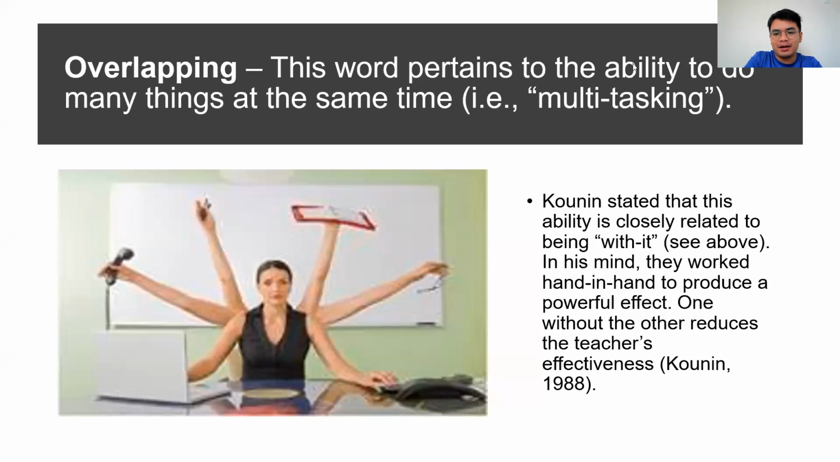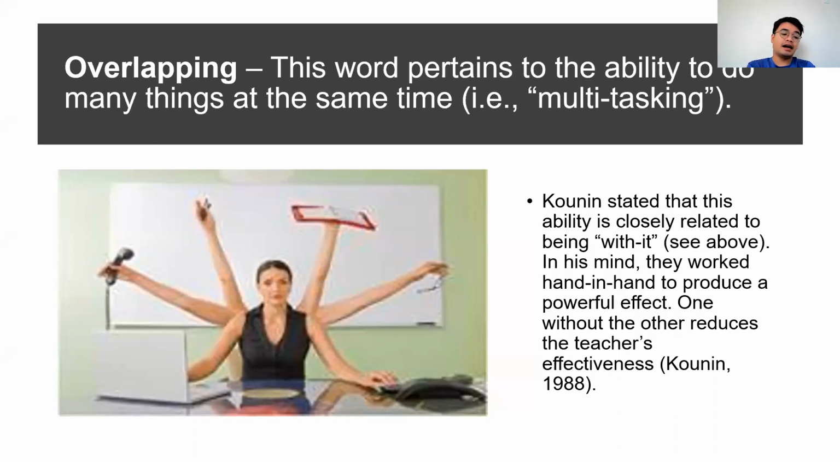Overlapping. Ang overlapping naman is pertaining to the ability of the teacher to do many things at the same time. Kapartner ito ng witness. Okay? In the mind of Kounin, who developed this effective teaching management, no? They work hand in hand with witness to produce a powerful effect. One without the other reduces the teacher's effectiveness. You could always observe this from your teachers.